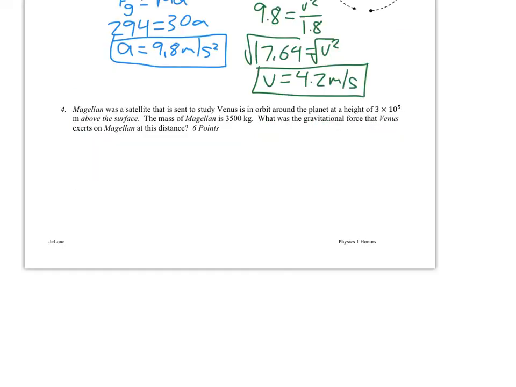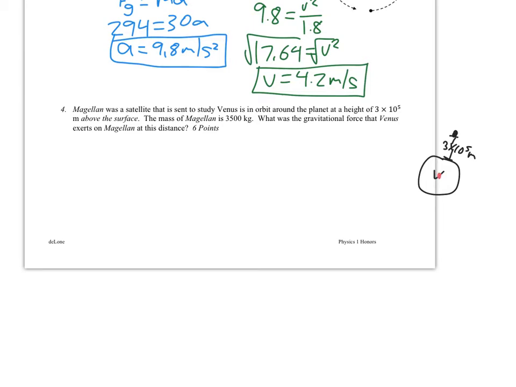All right, for this next one, we're worried about this satellite here that's orbiting Venus. So there's Venus. We're told the height of the satellite above the surface is this 3 times 10 to the 5th meters. And we want to know what is the gravitational force that Venus exerts on this satellite.